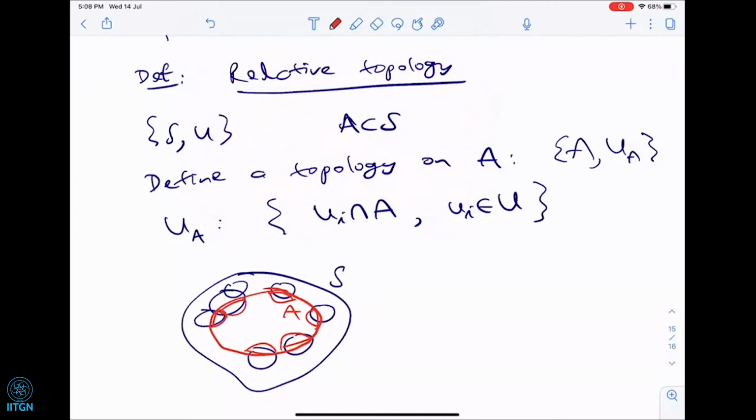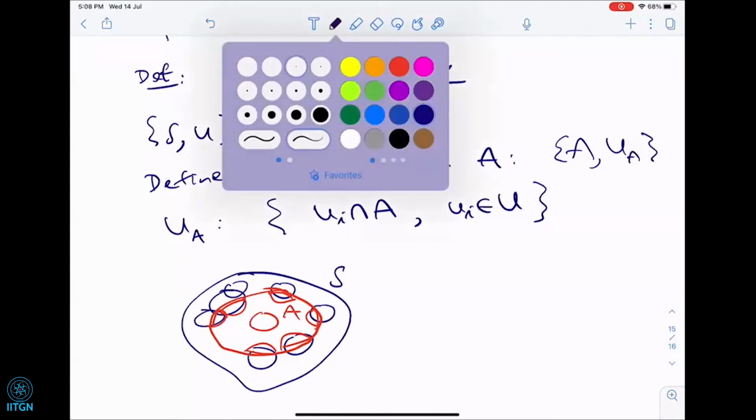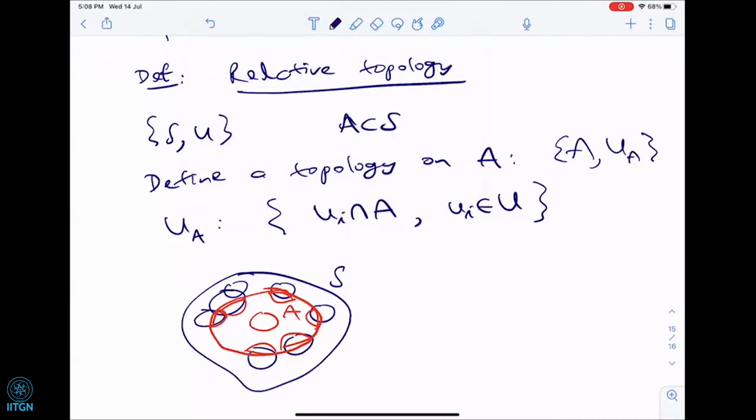If that open set of S was fully inside A to start with, that's fine. Keep it all. Because in that case, U_i intersection A is U_i again. If it's partly intersecting with A, only keep that part. Okay. So this defines a topology on A, starting with a topology on S, which was a bigger set. So this is called the relative topology.